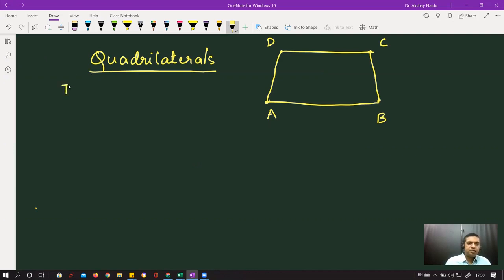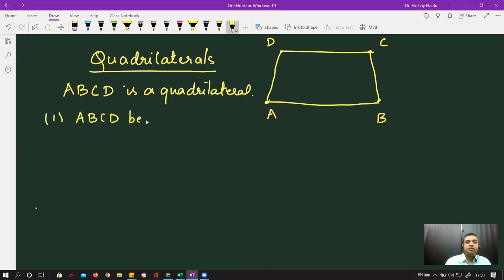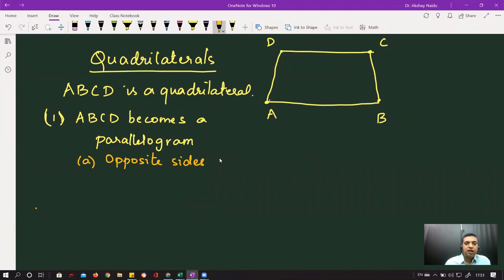properties. So, ABCD is a quadrilateral. Now, when will ABCD become a parallelogram? What are the conditions for ABCD to be a parallelogram? Answer is important. Opposite sides are parallel and equal.